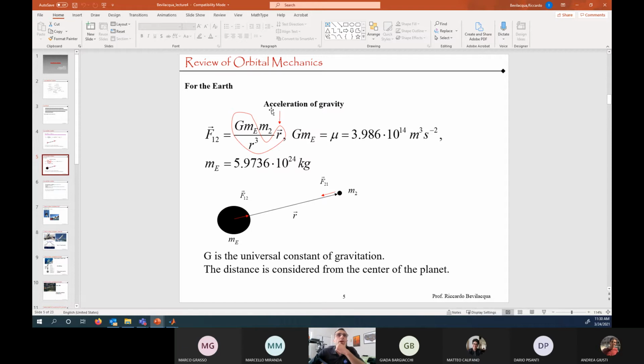So for planet Earth, that M1 becomes the mass of the planet. This highlighted portion is what we call the acceleration of gravity: G times the mass of the Earth, divided by the distance from the center of mass of the planet to the satellite, vector R. G M_E is what we call mu, and there is a mu for each planet, and this is the value for Earth. This is the value for the mass of the Earth, and as I said, the distance is center of mass to center of mass.